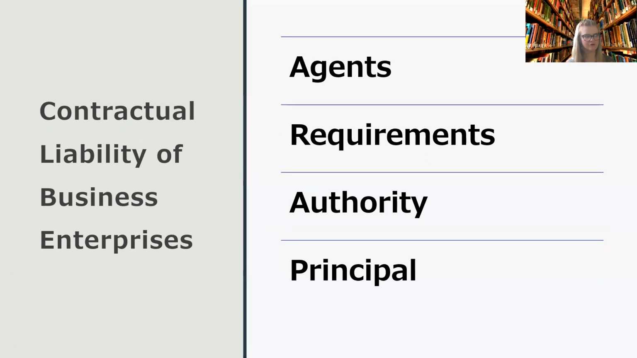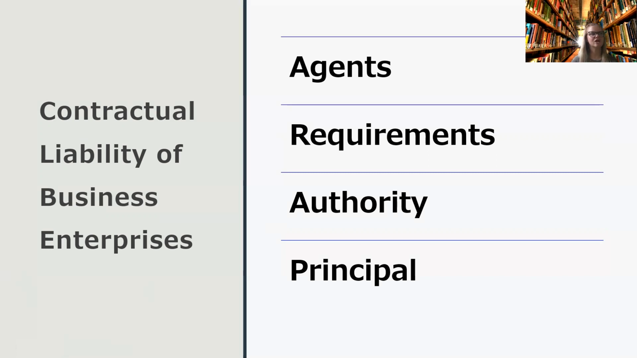Okay, moving forward, we have contractual liability of business enterprises. So in this section, we're going to be talking about the roles of people and how they can become liable or create liability on behalf of the business.